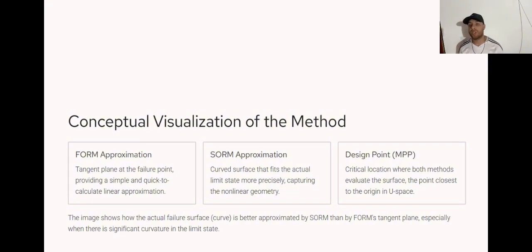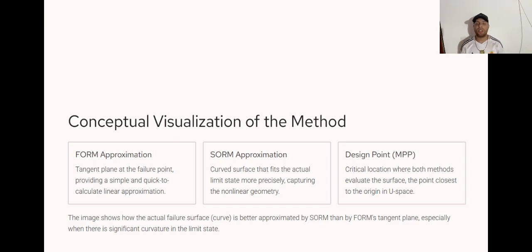SORM method procedure. Transformation: the random variables are transformed into the standard normal space. Identification of the MPP: the most probable point, which satisfies the failure condition, is found. Calculation of curvature: the principal curvatures of the limit state surface at the MPP are evaluated. Estimation of Pf: the second order approximation formula is applied to obtain the probability of failure.